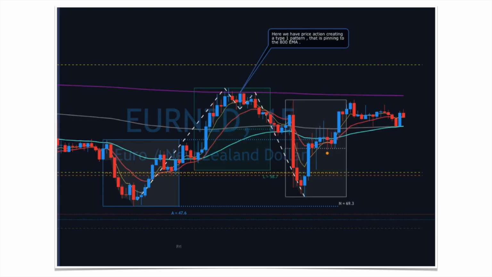Here we have a type 1 pattern, and you can see price action is bouncing off the 800 EMA, which is the purple line here. Again, same behavior. You can see price action bouncing off the 800 EMA while it's creating the M pattern, and so again, we can use it as a form of confirmation.